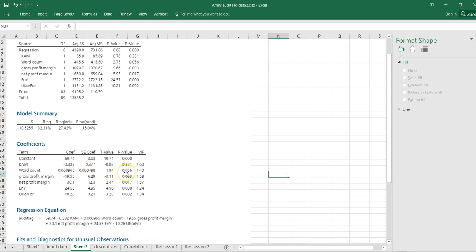Whereas with the word count, we see that there's a 5.6% chance that this is 0. So although the number, as we were saying, is small, we usually take 5% as the cutoff, but in the social sciences you can creep a little bit above that. It's 5.6%. So it is just about significantly different from 0.